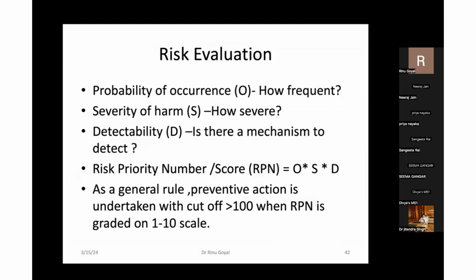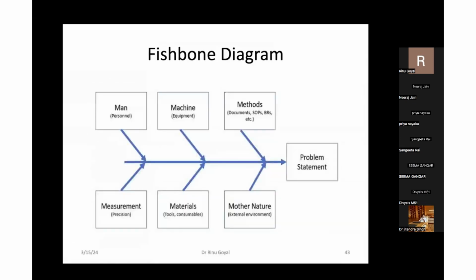So when we have all three figures, we multiply occurrence, severity and detectability, and we can scale it. When we use this FMEA analysis, generally the 1 to 10 grading scale is used and the cutoff is kept at more than 100. If it is more than 100, we need to take some preventive action.